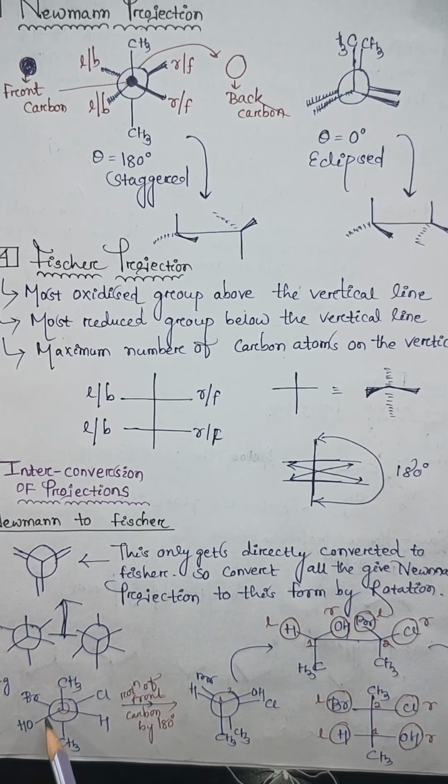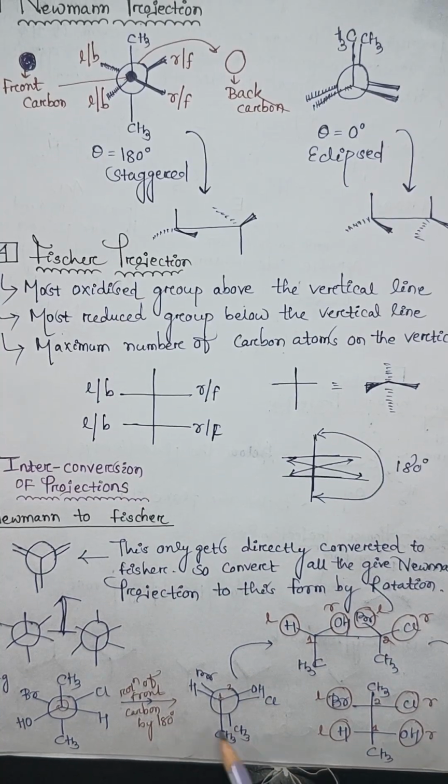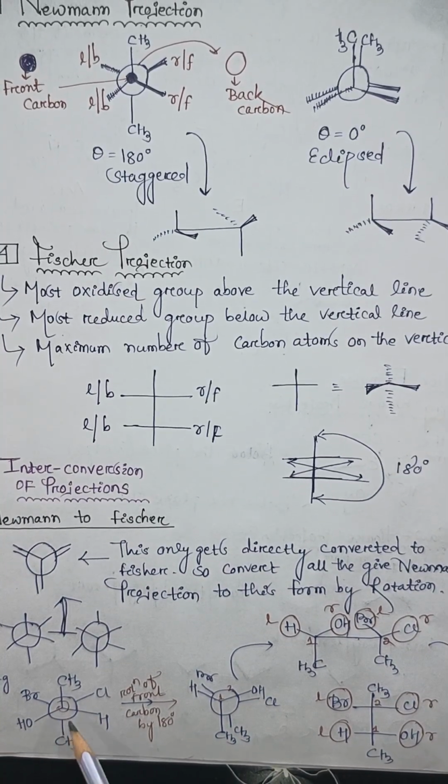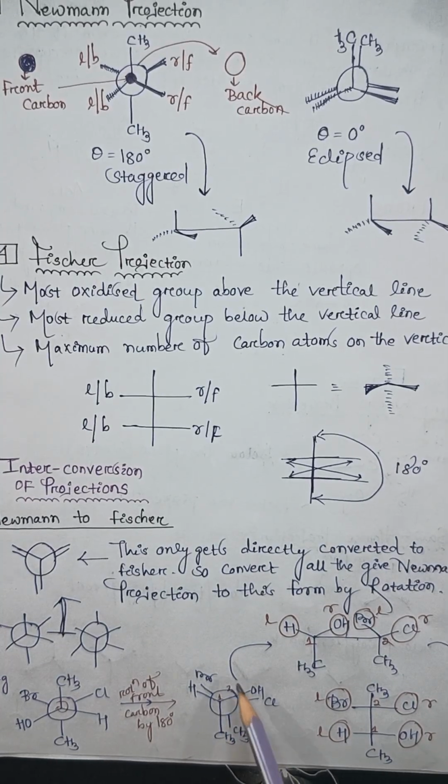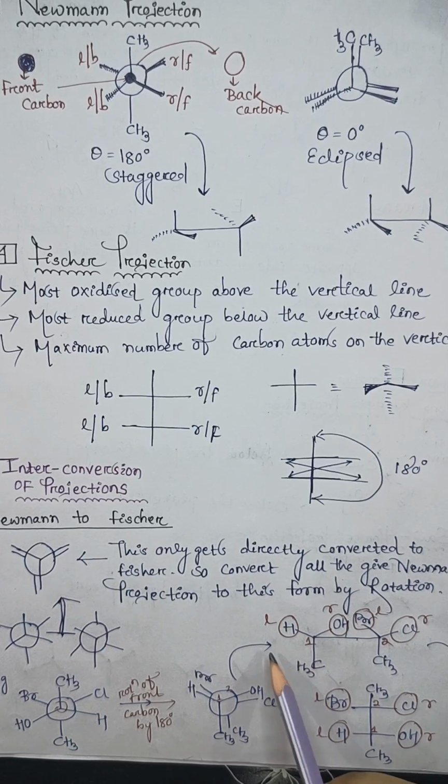H will go exactly opposite of it. So this is what we get after rotating the front carbon by 180 degrees. So this is the Newman projection. It can be converted to Sawhorse.